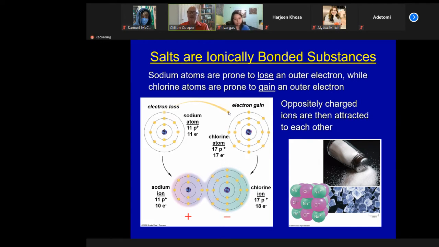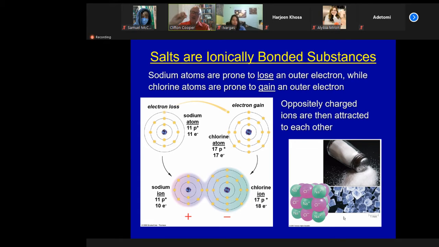Sodium wants to get rid of an electron, chlorine wants to absorb one. So chlorine takes this electron away from sodium, and now we have a positive ion and a negative one, and they want to stick together. So in a salt crystal, what we get when we remove water from seawater is we get all these ions sticking together. And sodium and chloride form this cubic arrangement where you have this alternate stacking of positive and negative ions. And they stack together forming little cubes, which is what salt crystals are.